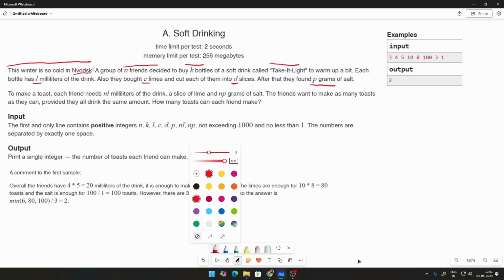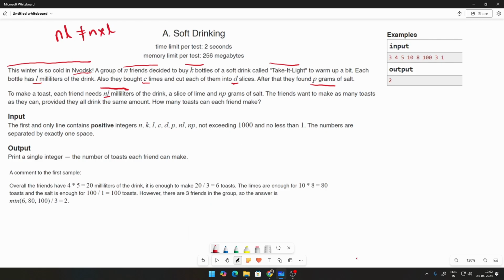They're also saying that to make a toast, each friend needs nl milliliters of the drink. You have to keep in mind that nl here does not mean n into l. It rather just means nl is a variable. So to make a toast, each friend needs nl milliliters of the drink, a slice of lime, and np grams of salt. This np is also not equal to n into p. It just means np is a new variable. The friends want to make as many toasts as they can, provided they all drink the same amount. How many toasts can each friend make?